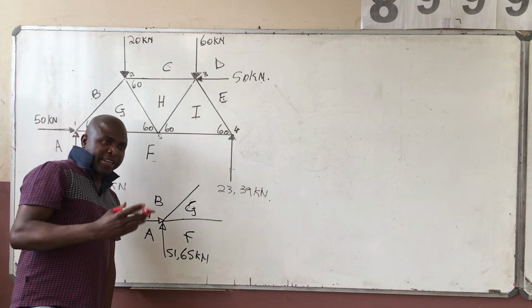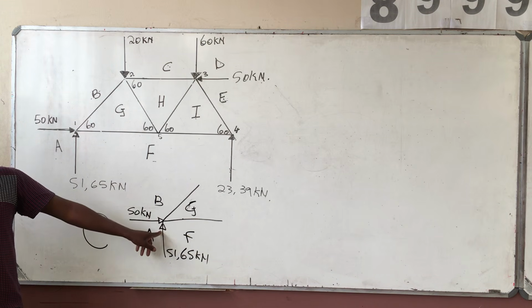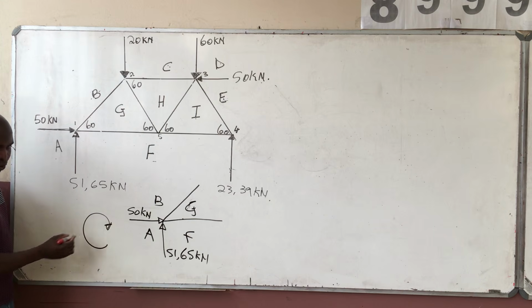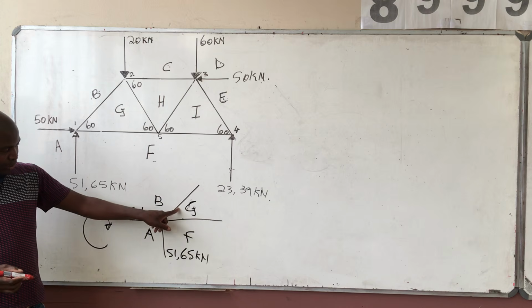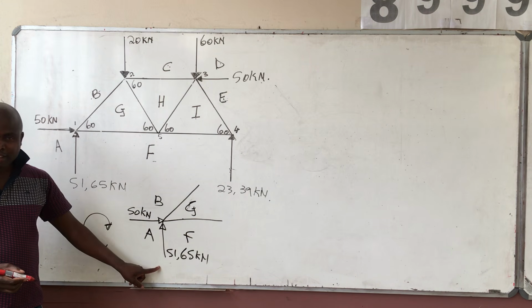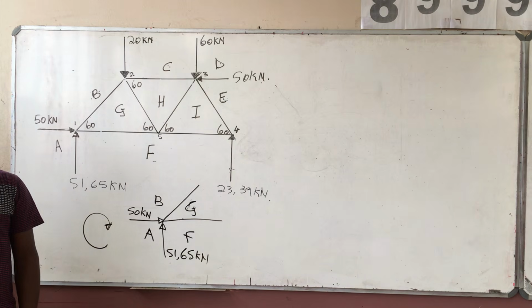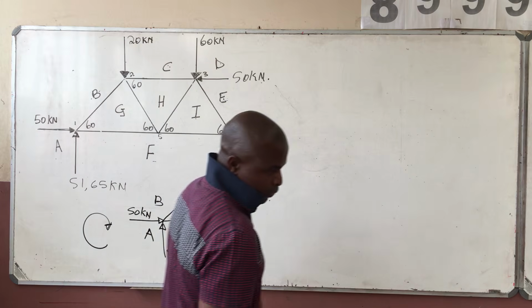Okay. When you name them, you should go clockwise at the point. So we start. The name of this one? GF. And this one? FA. When you name them, you go what? Clockwise.